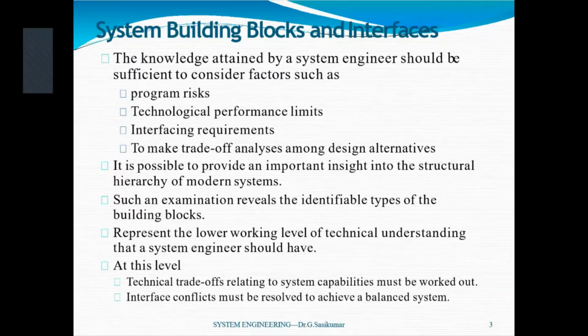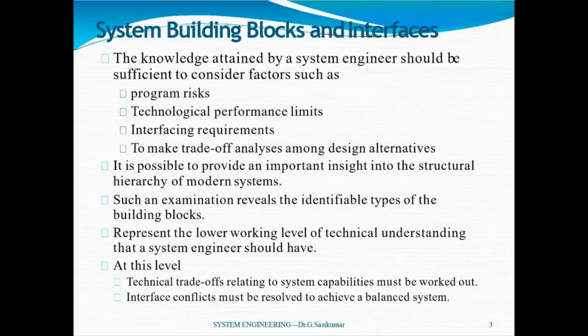Okay? So there are four major factors which will be considered to create a best system. One is program risk, and another is technological performance limits. Then the interfacing requirement, and making trade-off analysis among design alternatives. Okay. So these are the four key factors that will create knowledge among system engineers, sufficient to consider the factors of writing a program, create new ideas based upon the technology which is available.